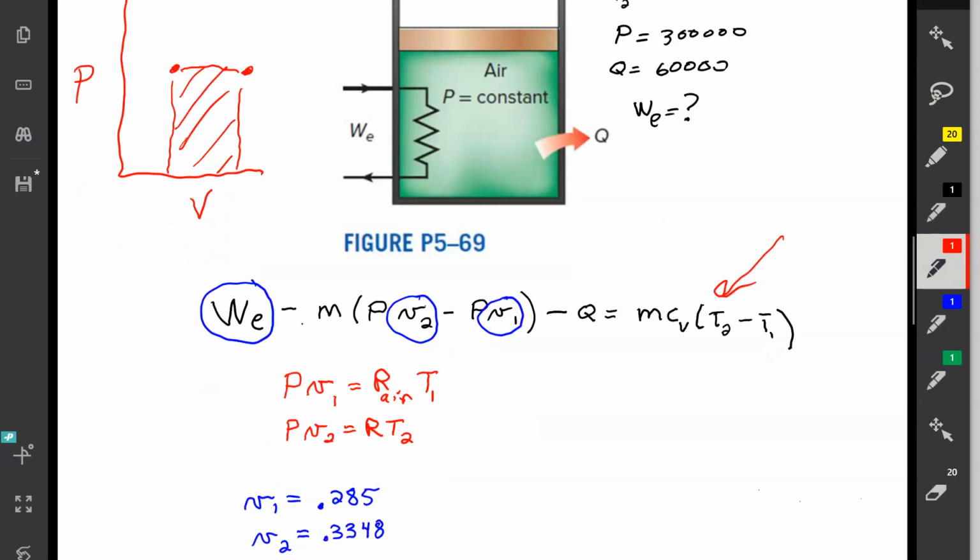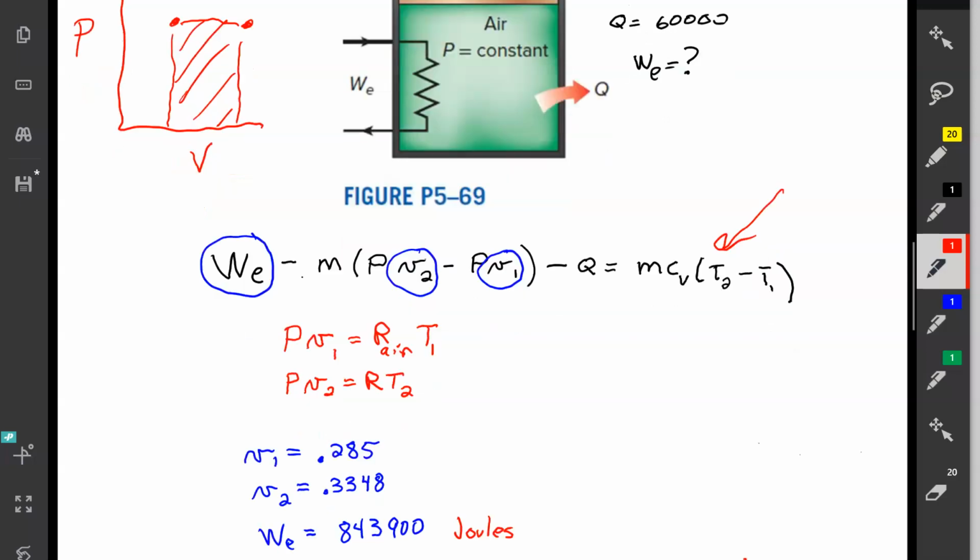Okay, so here in blue, I've solved the two red equations for the two volumes, and the unit on these is the standard unit, so this would be cubic meters per kilogram. Make sure that you've got those two. Pause the video now and go calculate your work.